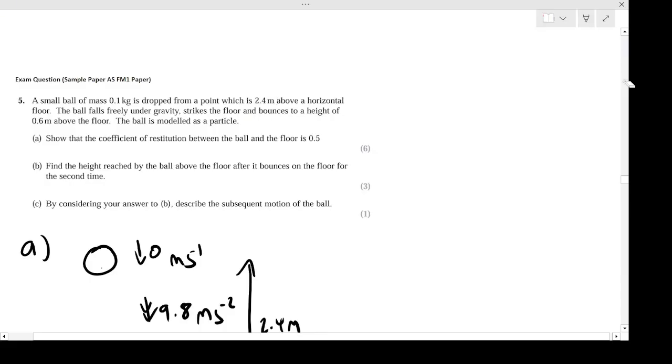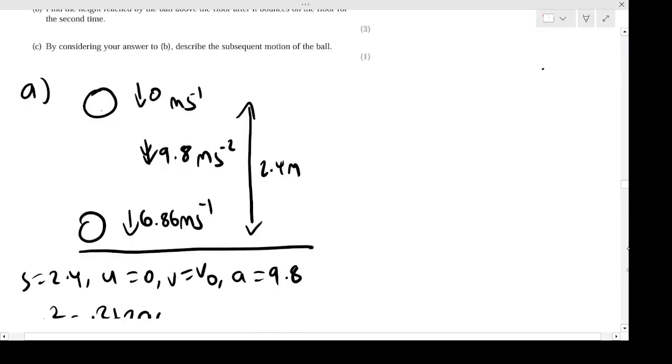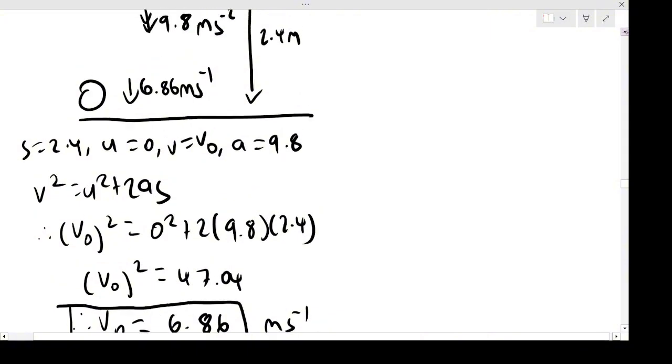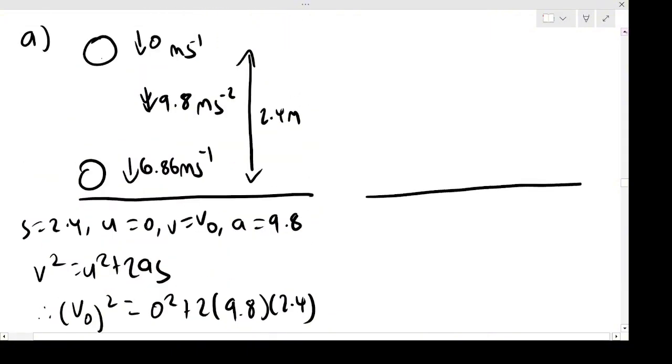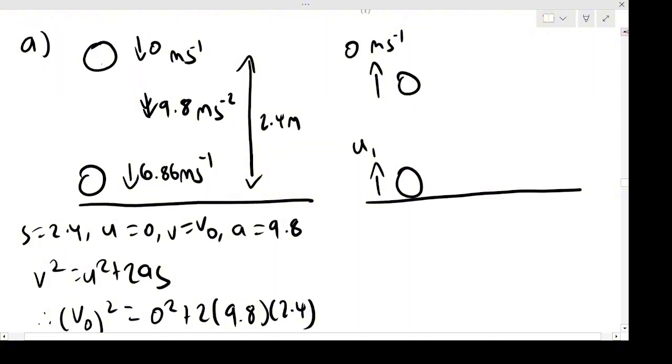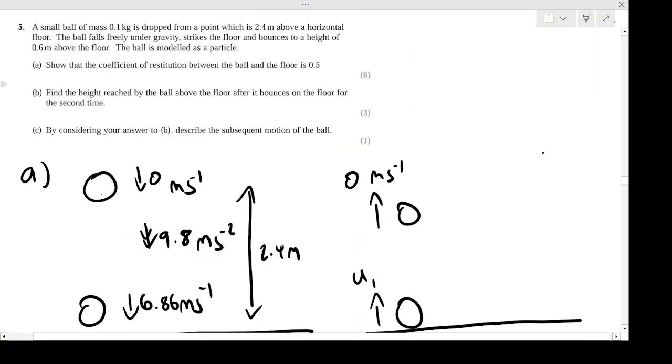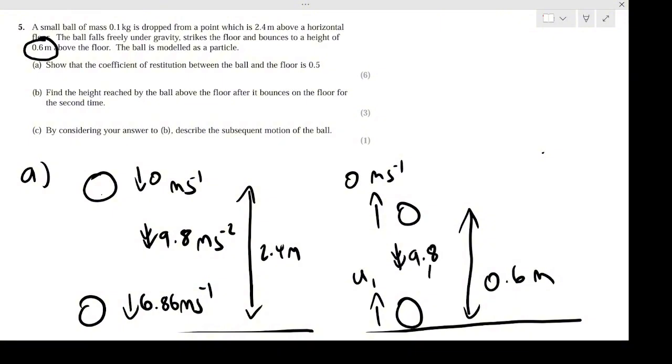And then of course it's going to bounce back up. Okay, so then it's going to rebound, it's going to bounce back up. So it's eventually going to reach a speed of 0. Okay, and then it leaves the ground with a speed of u1. Okay, and there we are. I'm also told here that after it strikes the floor, it then bounces up by 0.6 meters. So this height here is 0.6 now. Okay, again the acceleration downwards is 9.8.